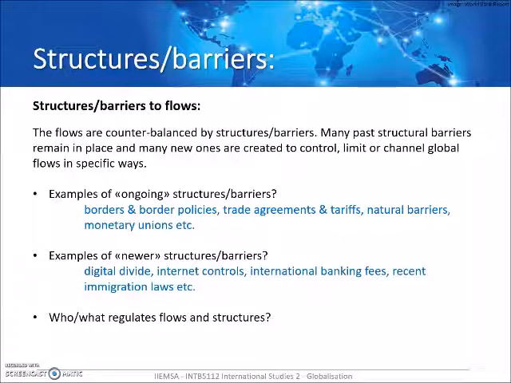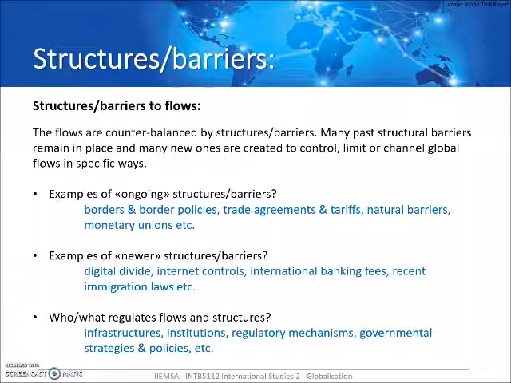Now, an important question is who regulates flows and structures, right? Flows usually occur quite naturally because, for example, the flow of people, usually migration will happen towards jobs, towards opportunities. So that's something that will happen quite naturally. Structures are usually put in place by governments, by institutions. It can be infrastructure as well. So there's different ways in which countries, institutions, and other mechanisms can be put in place in order to regulate certain flows.